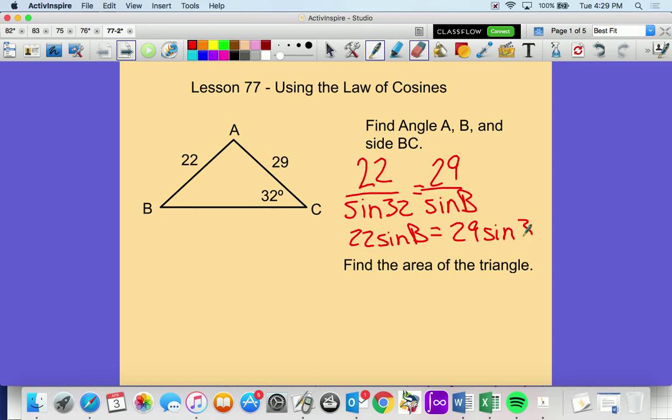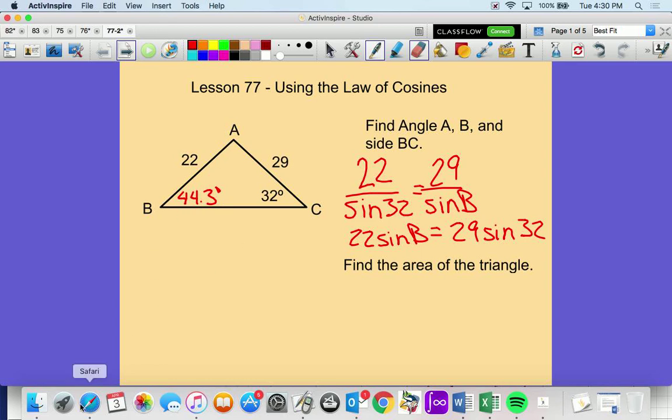Okay, so we type that into our calculators, 29 times sine of 32 equals approximately 15.4. Then we have to divide that by 22 to get approximately 0.7. And then we have to take the sine inverse of that answer to get 44.3 degrees. Once we have that one, then we can solve for angle A, because we know that A, B, and C have to add up to 180.